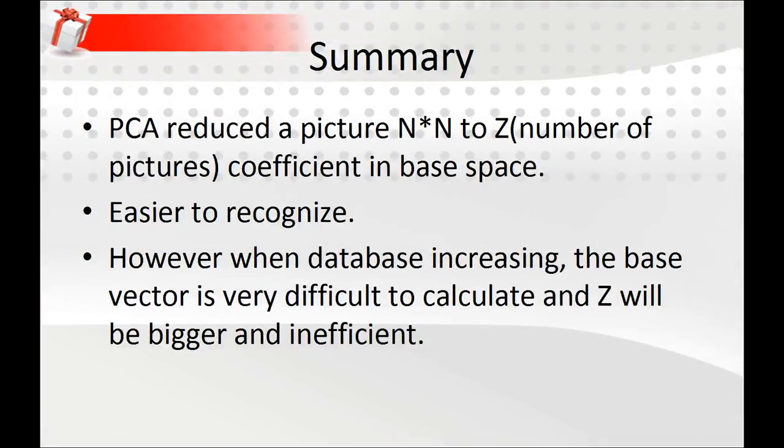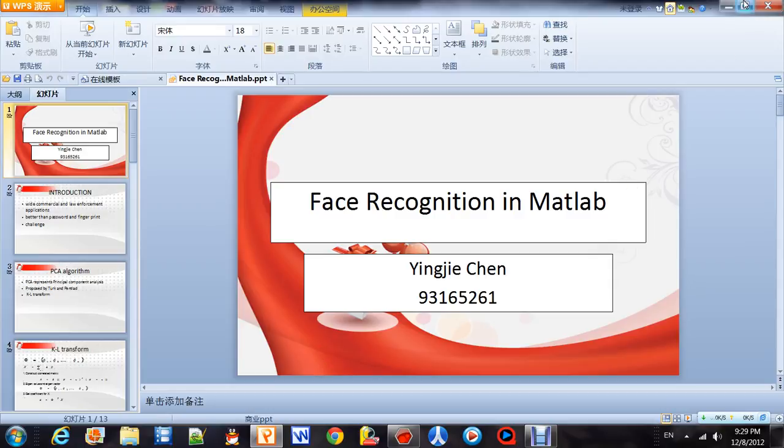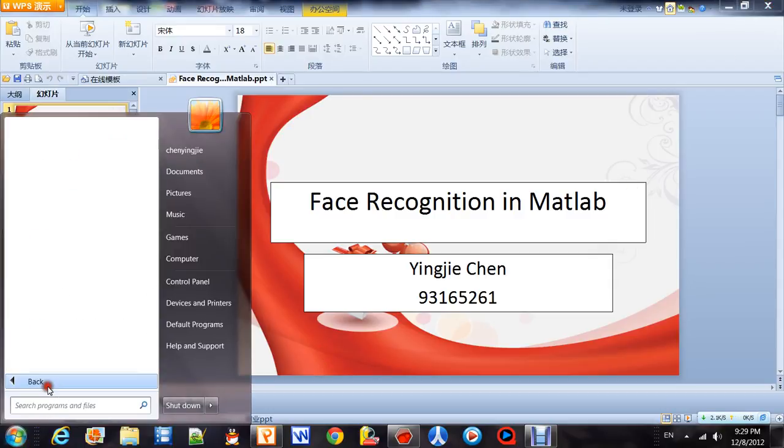Summary: PCA reduces a picture from the number of pixels to the number of picture coefficients in the base space. So it will reduce a lot of work, easier. But it still has a lot of problems, because when the database increases, the base vectors become very difficult to handle, very big and inefficient. So that's all, and I will show my code to you.